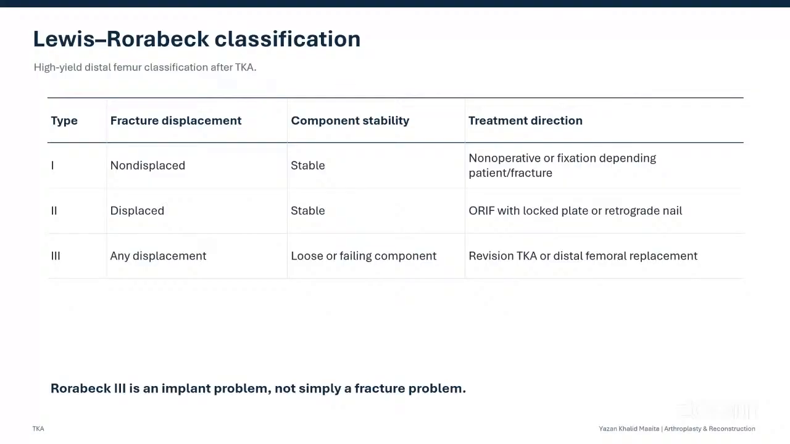Type 1 is non-operative, but fixation is still considered in some patients. Type 2, ORIF with a locking plate or retrograde nail. Type 3, revision of the total knee arthroplasty or distal femur replacement.